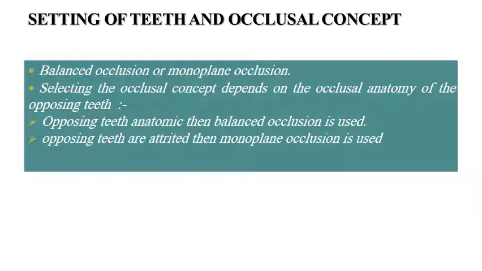Setting of teeth and occlusal concept. As we studied in previous lectures on occlusion, we have two types of occlusion, either balanced occlusion or monoplane occlusion. In the case of a single complete denture, the selection of which type of occlusion to use depends on the occlusal anatomy of the opposing teeth. If the opposing teeth are anatomic teeth, then a balanced occlusion is used. If the opposing teeth are flat, then monoplane occlusion is used.